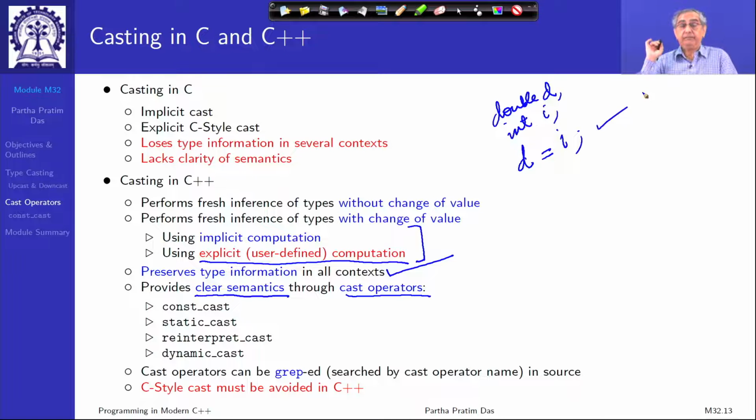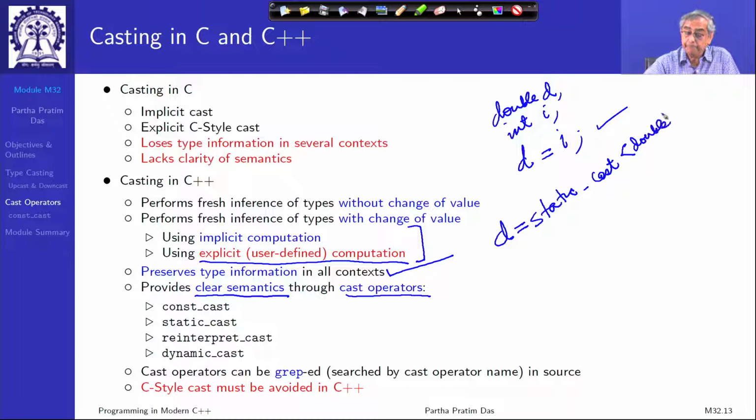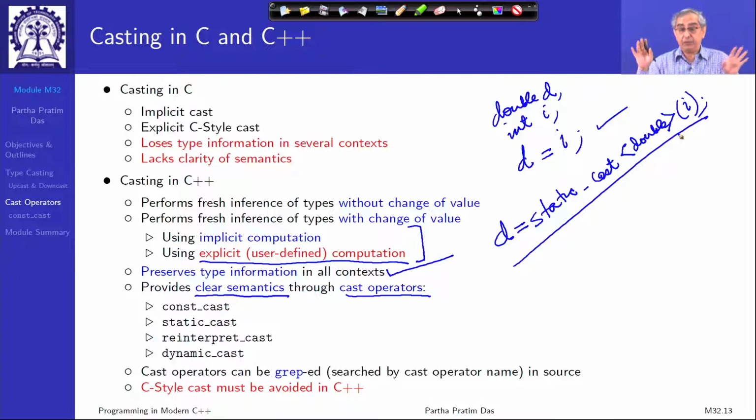This is valid in C, implicit. In C++, writing it in the C++ way, I might write this as static_cast<double>(i). A little bit of writing, I agree, but what does it say?